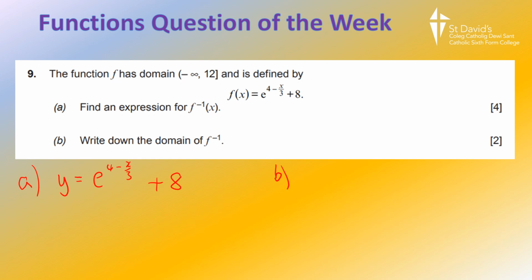In question B, we're looking for the domain of the inverse. Remember that this is the same as the range of the original function. So I would try and find the range of the original function. If you know what the graph looks like, that could be helpful. If not, you could think about substituting minus infinity and then 12 into the function and thinking about what would come out of that function. Hopefully that's been helpful. Press stop now and have another go at this question.